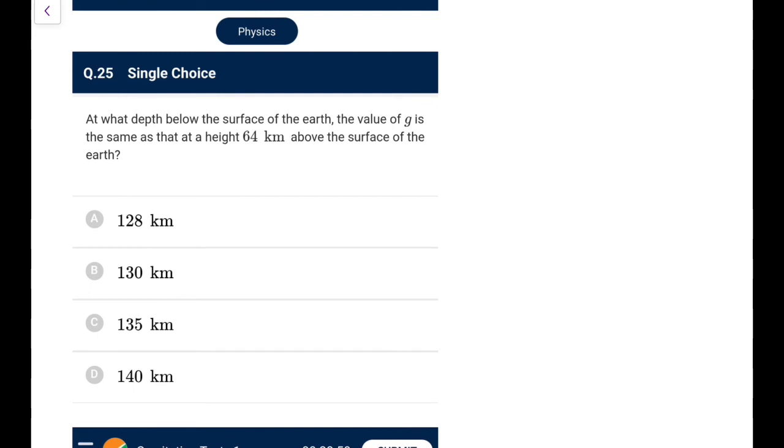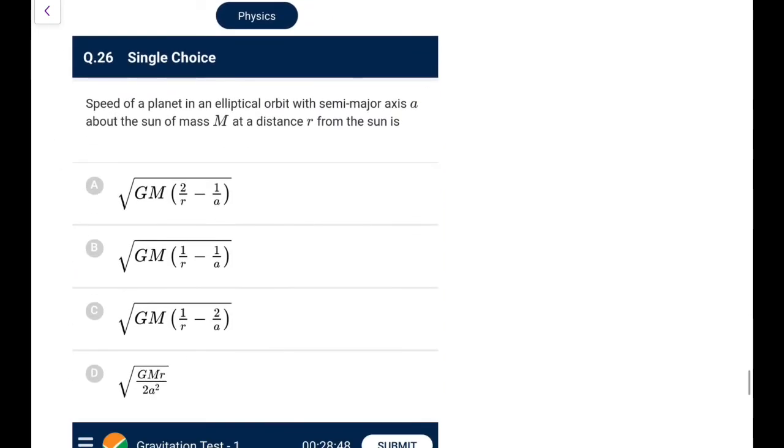At what depth below the surface of the earth is the value of g the same as at a height of 64 km from the surface? You know, from the surface, if you go x distance up and x distance down, for x distance up the fall would be 2x/R, and here the fall would be x/R. So at a height of 64 km above the surface, the depth you have to go would be double, meaning 128 kilometers. That is a very usual concept being taught to you, definitely by your teacher.